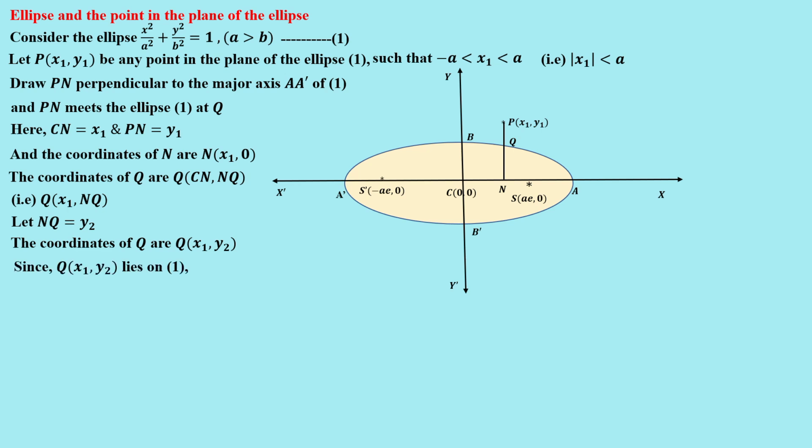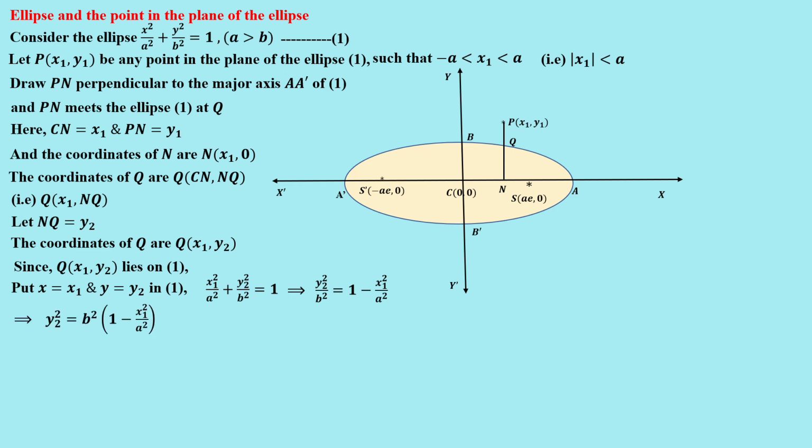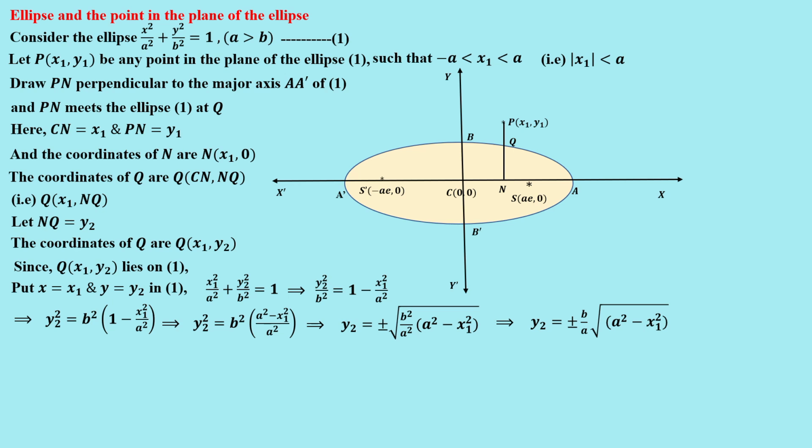Since (x1, y2) lies on the ellipse 1, the point satisfies the equation. So put x equal to x1 and y equal to y2 in 1. So x1 square by a square plus y2 square by b square equal to 1. So y2 square by b square is equal to 1 minus x1 square by a square. Therefore y2 square is equal to b square into 1 minus x1 square by a square, which equals b square into, taking LCM, a square minus x1 square by a square. So y2 is equal to plus or minus b by a into root of a square minus x1 square.